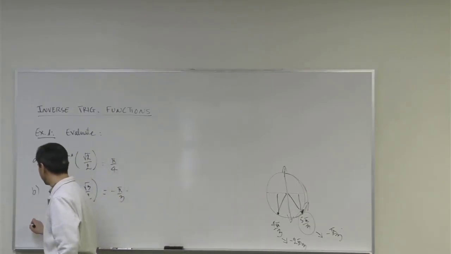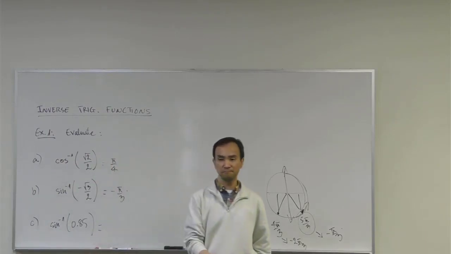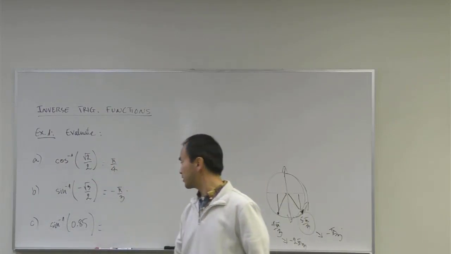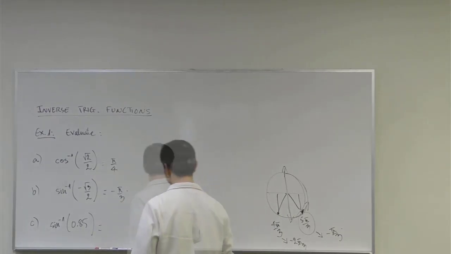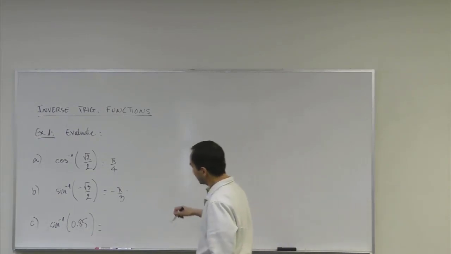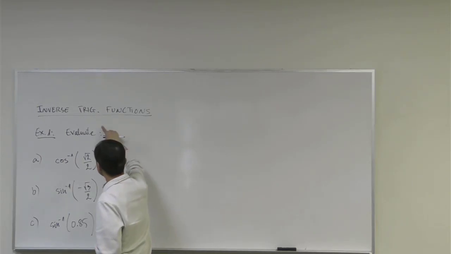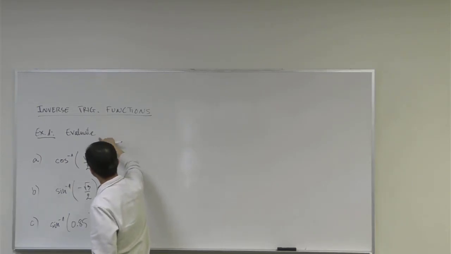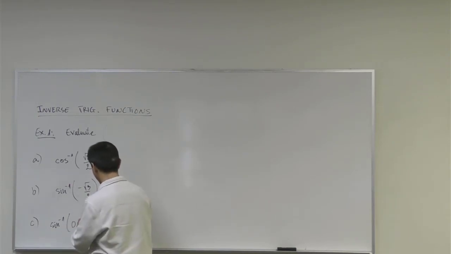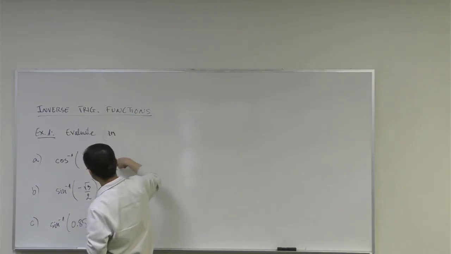Now think about sine inverse of 0.85 or something like that. This is not easily recognized from the unit circle. That's where you use your calculator. And for these, I use my angles in radians. Let me go back and put in an additional instruction here. How about we want to evaluate it in radians? We need to use a pi unit there.